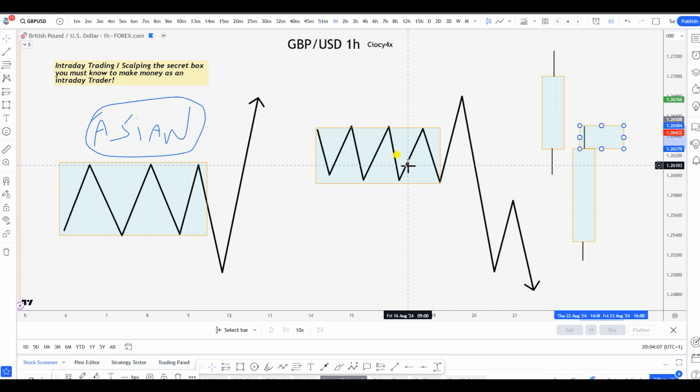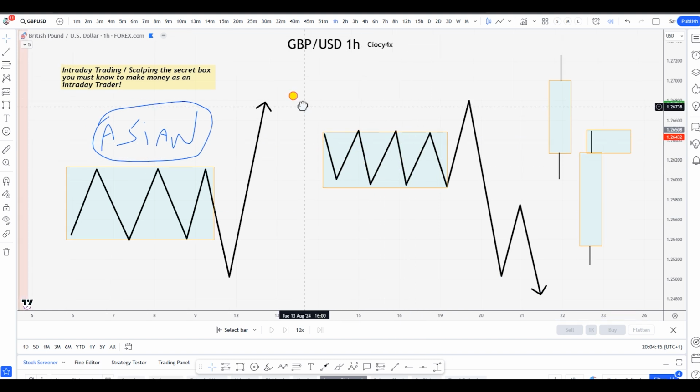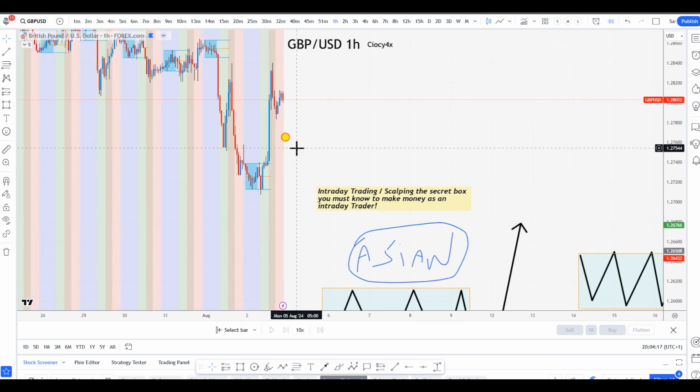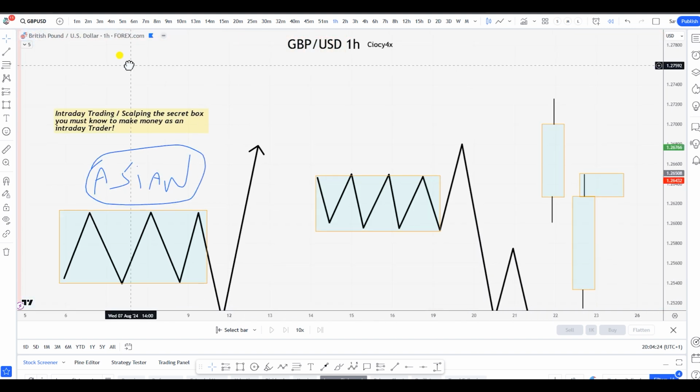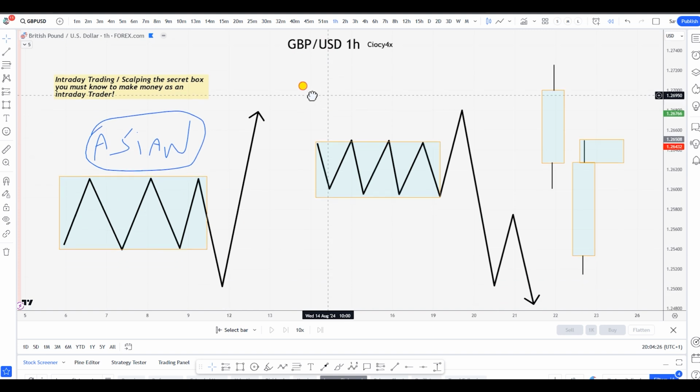Now, why am I telling you this and why is it important? Because people are so obsessed with this Asian box, this Asian session, whatever session they call it. Don't worry, I'm going to go to the chart. Look at this, I've got a lot of boxes over here. You can already see it, right? But before we go to it, I want you to truly understand why it is valuable.